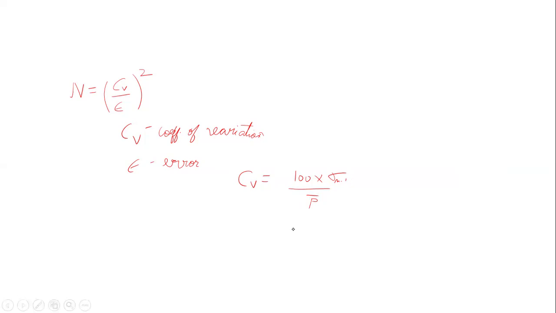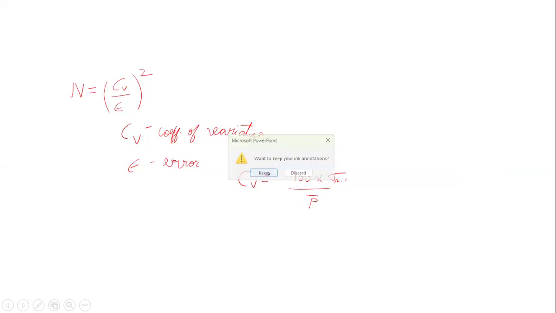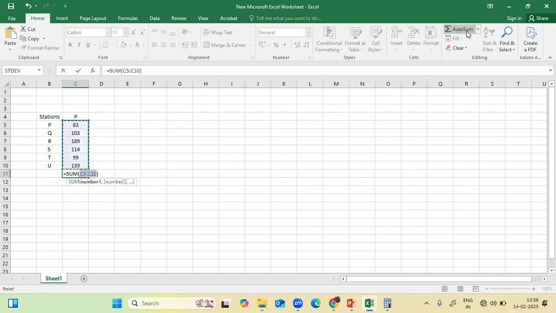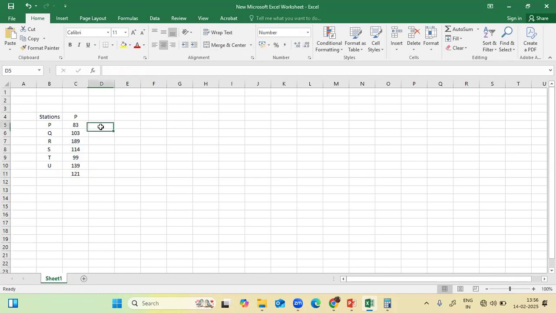Let us open up an Excel sheet for the same. Okay. We'll open up an Excel sheet and we'll see how these calculations are being done. So these are the different stations and these are the precipitation values obtained. Now, P bar or average precipitation is being computed here. Okay. By using Excel, I have calculated average precipitation, which comes out to be 121.